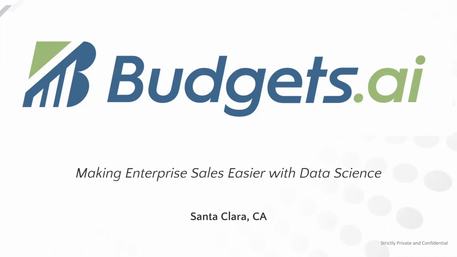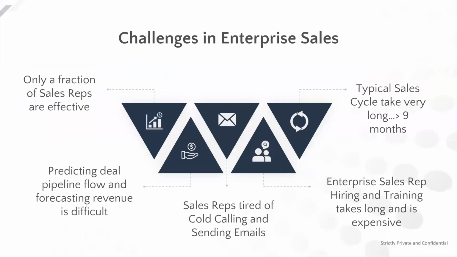The goal for Budgets.ai is really to find out where the relevant budgets are, using data science. And the background here is that enterprise sales is challenging. There are many things that we as salespeople have to manage, which also includes sourcing information and processing that information and figuring out if there is budget, right?